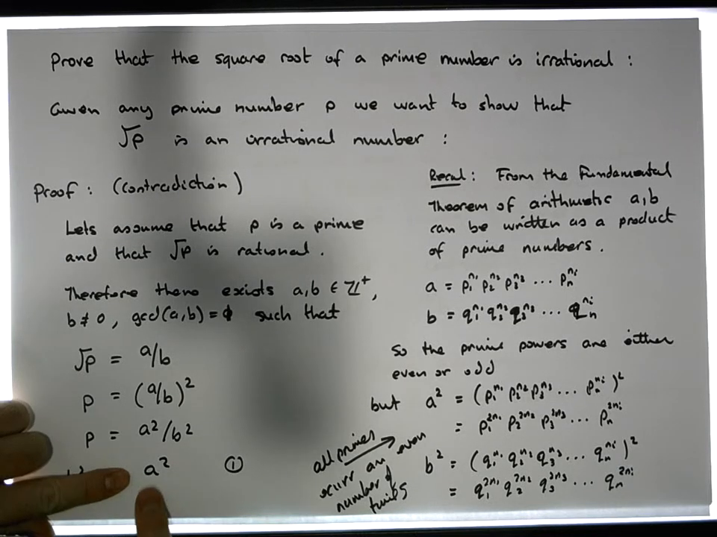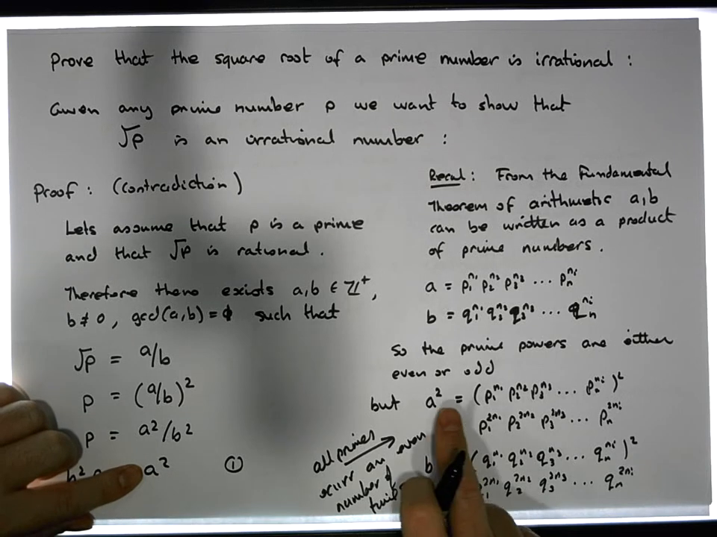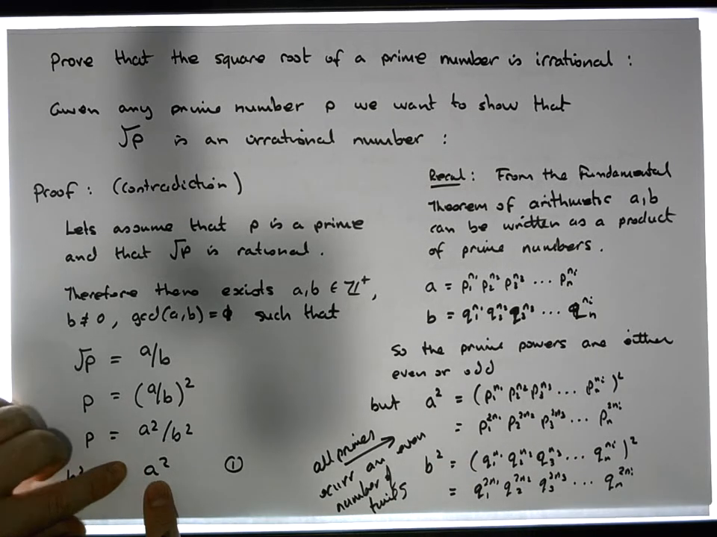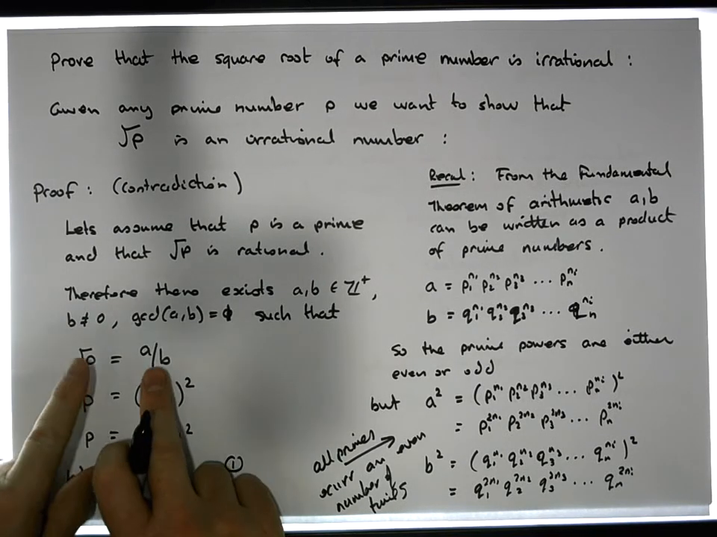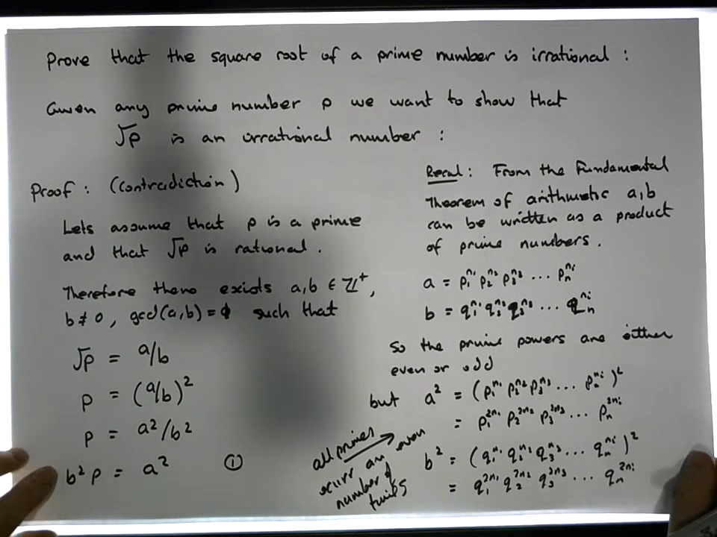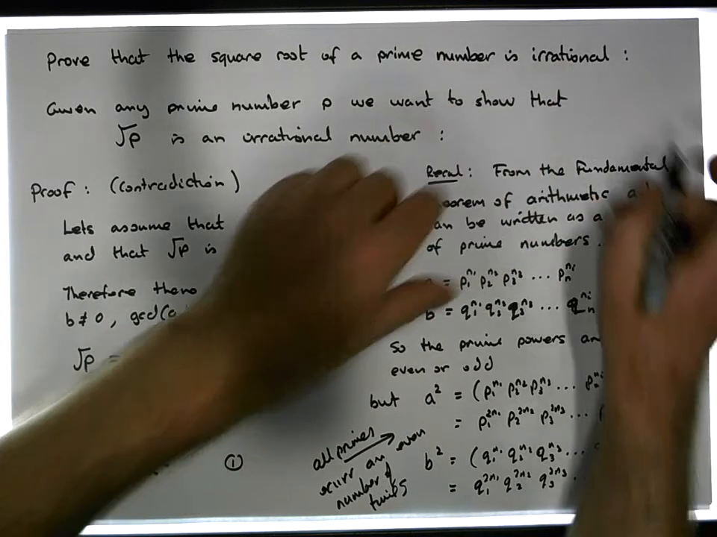So no matter what, a squared must be a product of primes of even power, because it's a square. But that's equal to b squared times p. B squared is a product of primes of even power. If p occurs in that list, then p has resulted in that prime occurring an odd number of times, one more than the even number. If it doesn't occur, then it only occurs once, which is an odd number. So there's a prime that will occur an odd number of times. But a squared by definition has even prime powers, which is a contradiction. This contradiction has arisen from our assumption up here. So what we've really shown is that the square root of p cannot be represented as a rational number, and so must be irrational.